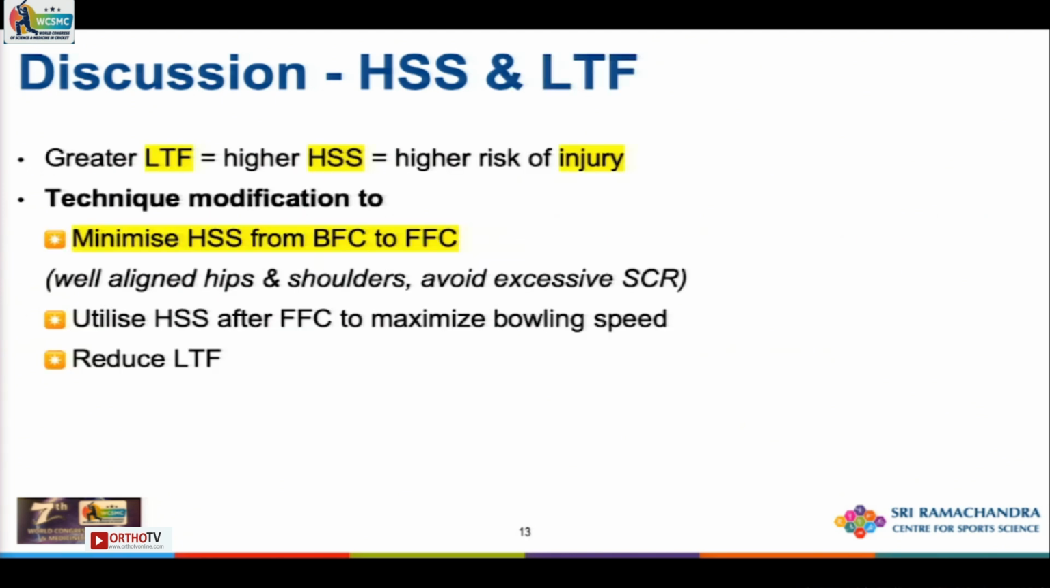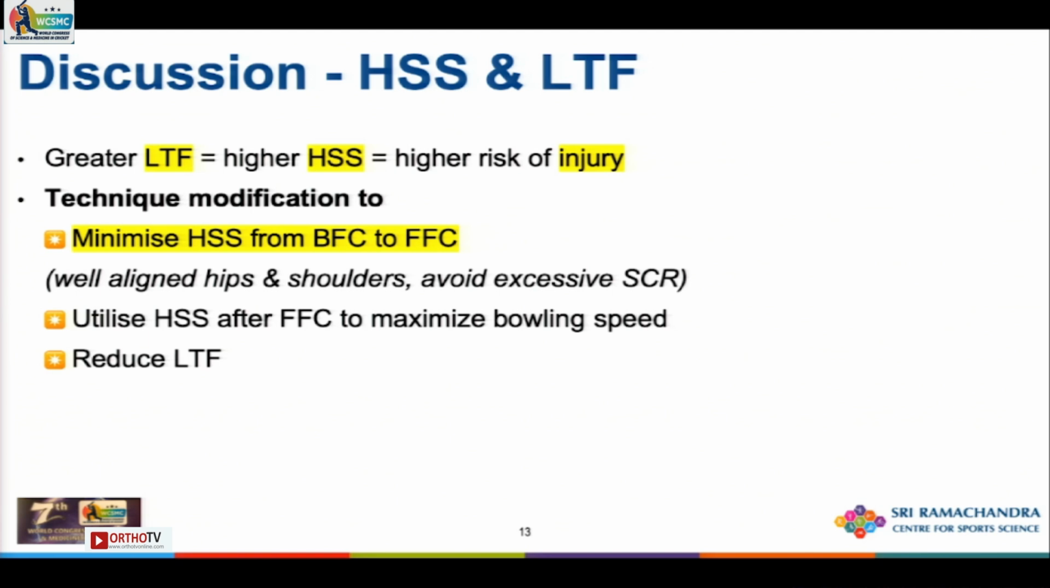Coming to the correlation between the hip shoulder separation angle and the lateral trunk flexion, I'll tell you why we measured this. Greater lateral trunk flexion equates to higher hip shoulder separation angle, and that in turn equates to higher risk of injury. So the take home message for S&Cs, physios and other sports scientists here is that we can try to minimize the hip shoulder separation angle from back foot contact to front foot contact.